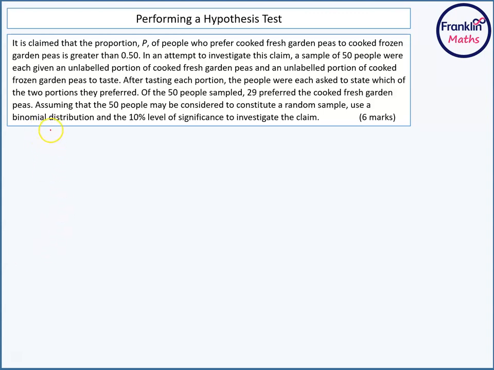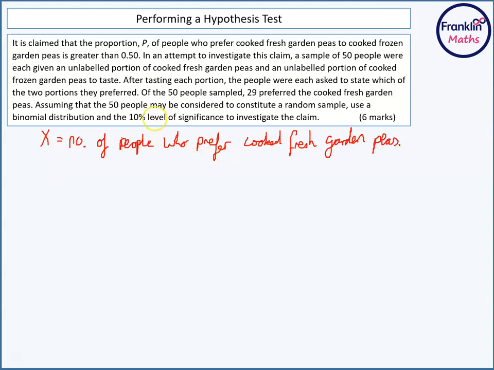Okay, so let's start with writing down what X is. So X is going to be the number of people who prefer cooked fresh garden peas. Apologise for my handwriting there. That's what we're going to be measuring against here.